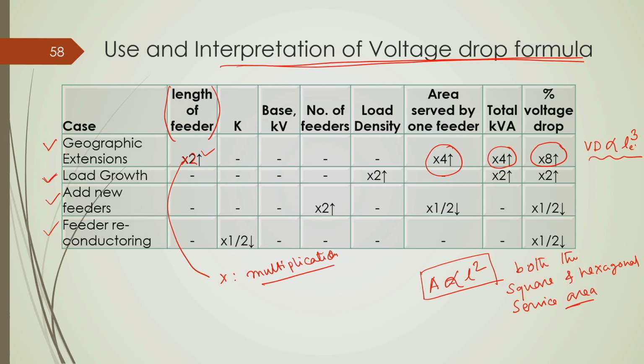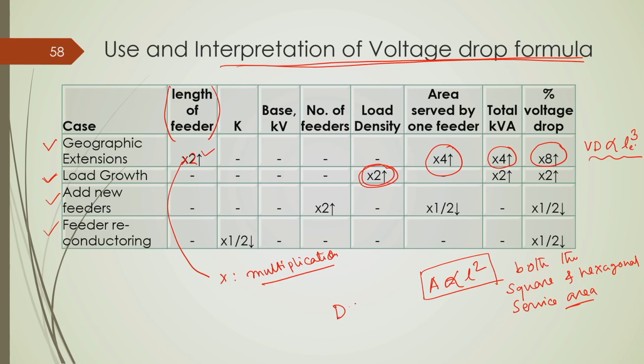Second case is, if the load density is increased twice, keeping all other parameters the same, that is, the load density of the feeder is increased to twice the actual load density. So, that means capital D is increased twice.